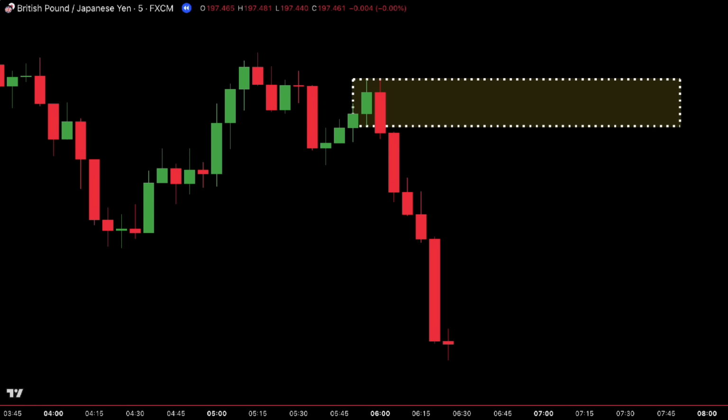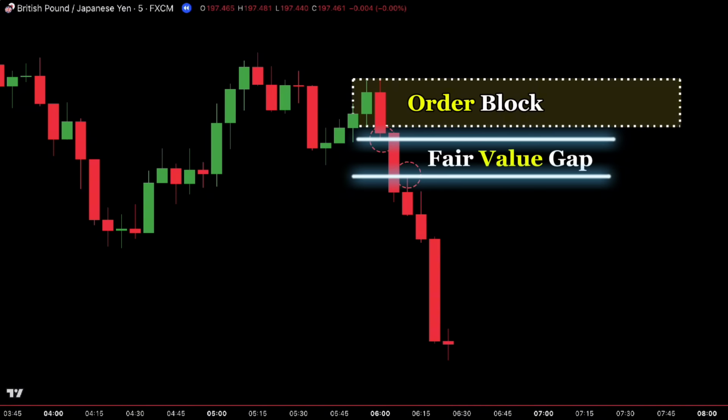Alright, let's try another one. Look closely at this setup. Is this an order block or a supply zone? If you said order block, you nailed it. And here's why. It holds a clear fair value gap.